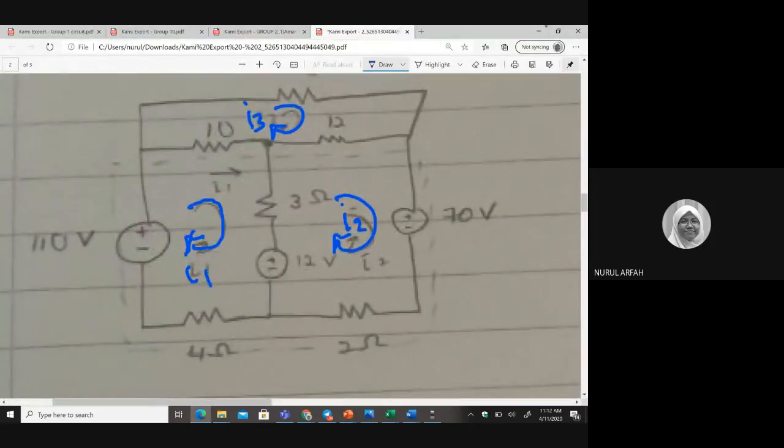This is plus minus here. And this is plus minus here. And plus and minus here. So there's no super mesh. No super mesh. And then, okay, we follow step by steps. If you look at our, which one is this one? KVL. Maybe I start with this one.